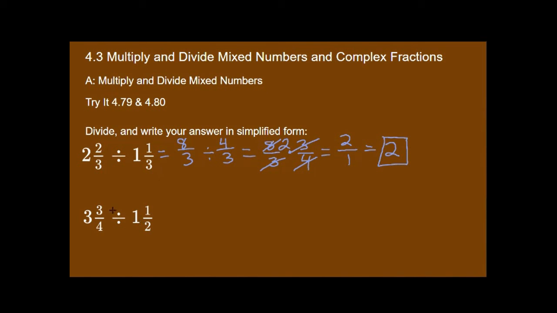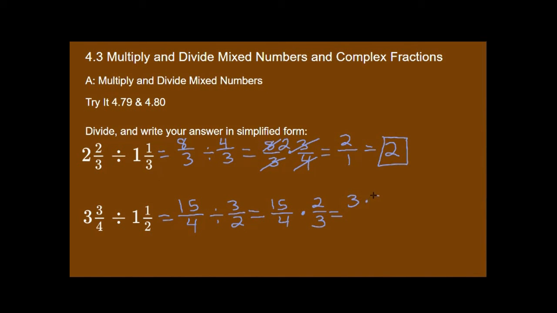And the last one, 4 times 3 is 12, plus 3 is 15. Same denominator is 4, divided by 2 times 1 is 2, plus 1 is 3. Keep the same denominator, 2. Then I'm going to change this to a multiplication problem. 15 over 4 times 2/3. I'm going to go ahead and factor out this 15 and this 4 as I rewrite it.